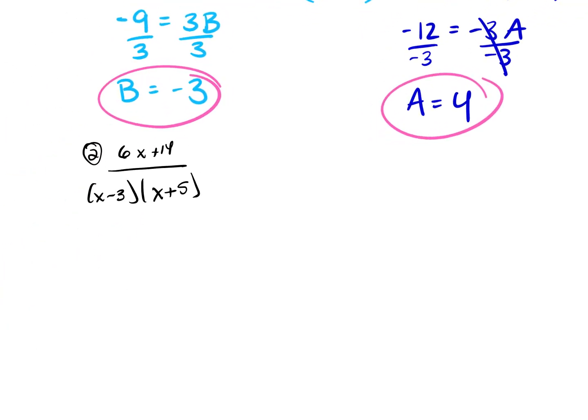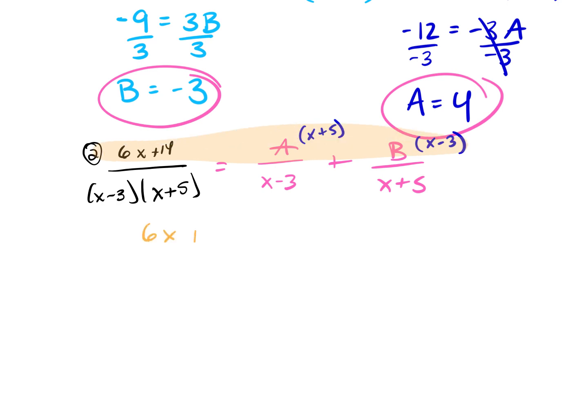All right, let's do the next one. Same thing, the denominator is already solved for us. So we would say A over x minus 3 plus B over x plus 5. Now we multiply the numerators by what's missing. So x plus 5 to the first one, and x minus 3 to the second one. And then we set all of our numerators equal. So 6x plus 14 is equal to A times x plus 5 plus B times x minus 3.